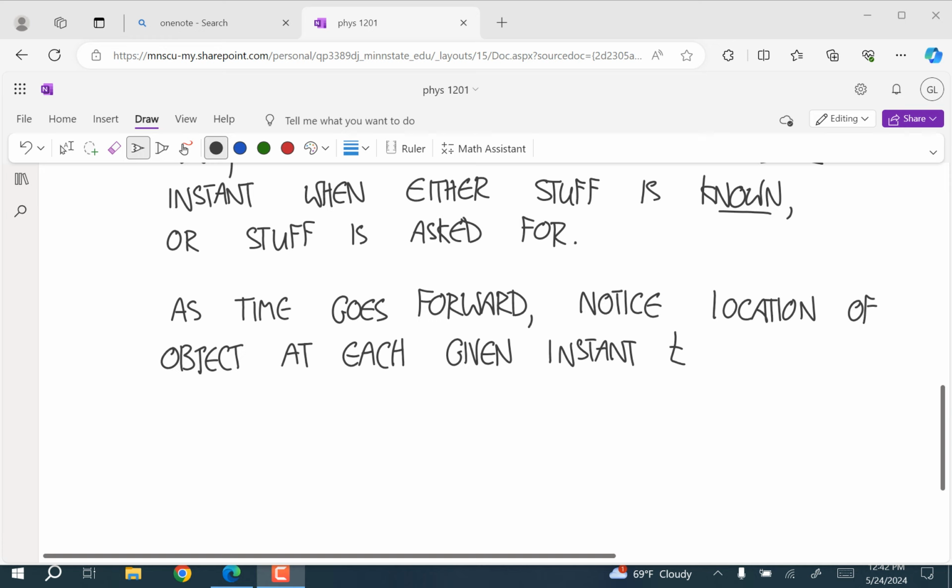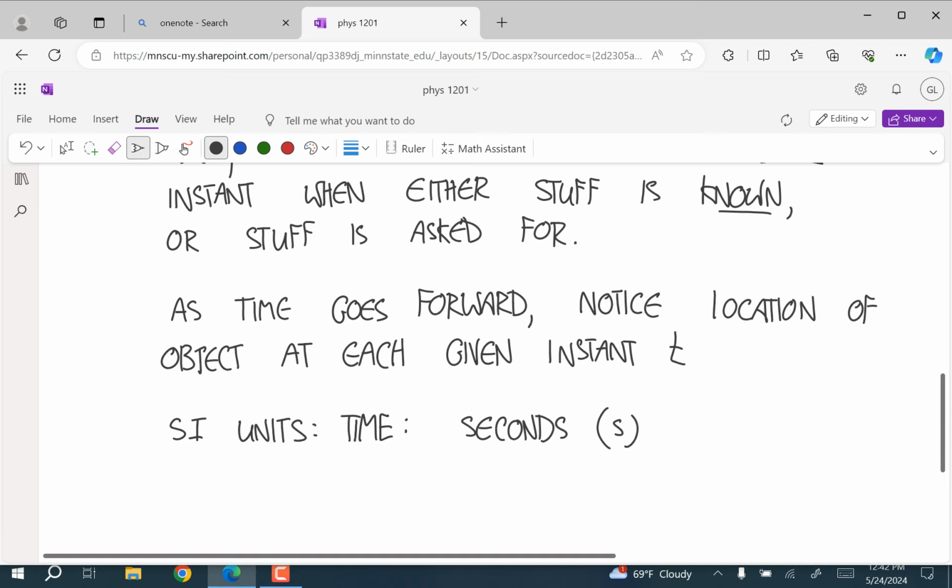We're in this class just always going to use SI units. I'm not going to make you do a lot of conversions, but you do have to know the SI units for everything we talk about. And so the SI units for time are seconds, and we're just going to abbreviate that as a lowercase s.